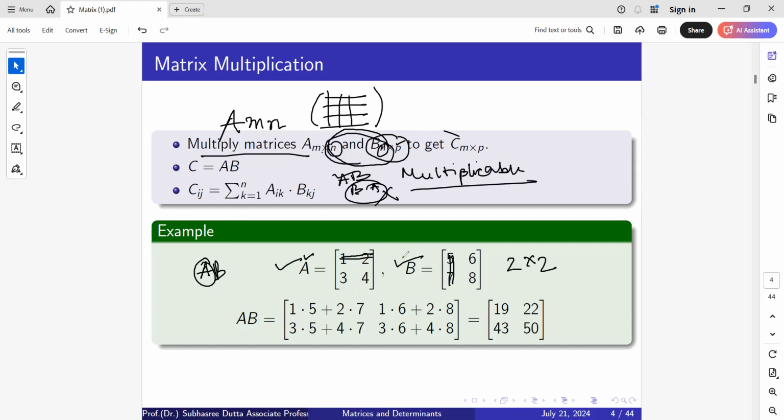So it's 1 into 5 plus 2 into 7. Next element is 1 into 6 plus 2 into 8. This is the second element. For the third one, you have to take the second row multiplied with the first column. Next is the second row multiplied with the second column. So this is the output matrix. So this is how you have to do it.